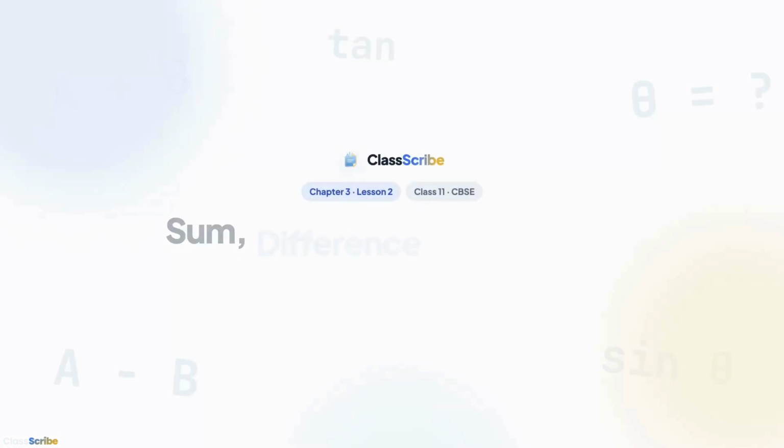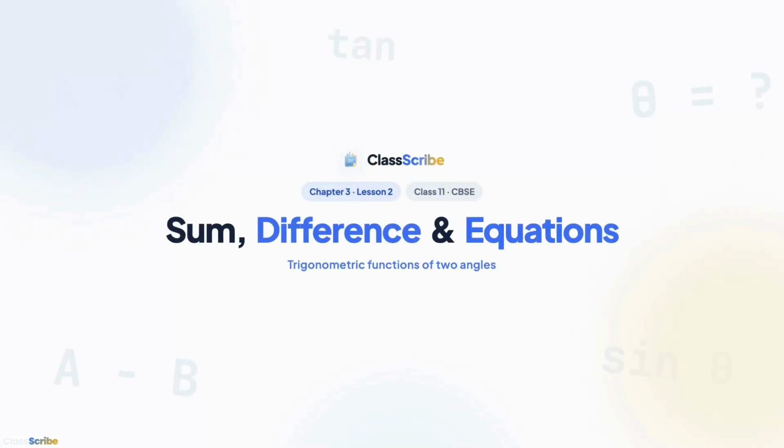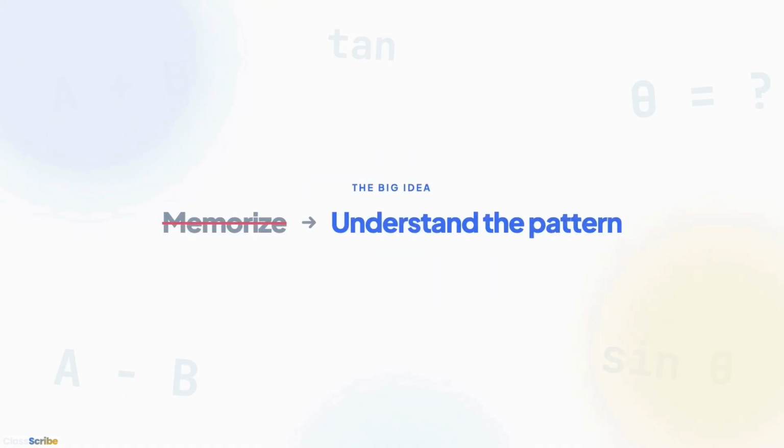In the previous lesson, we learned the 6 trigonometric functions and how they are defined. In this lesson, we'll study trigonometric functions of the sum and difference of two angles and trigonometric equations. These concepts help us find the exact values of angles without using a calculator. Instead of memorizing every value, we'll understand a simple pattern behind these formulas. Let's begin with the sum and difference formulas.